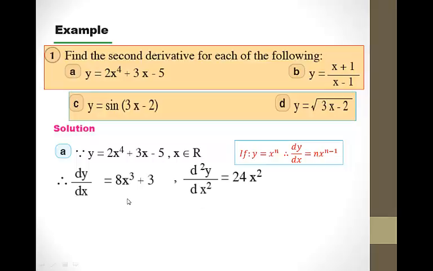And the second derivative, d2y by dx squared equals 24x power 2. How do we get 24? Multiplying 3 by 8, and 3 minus 1, we get x power 2. We get 2 here.